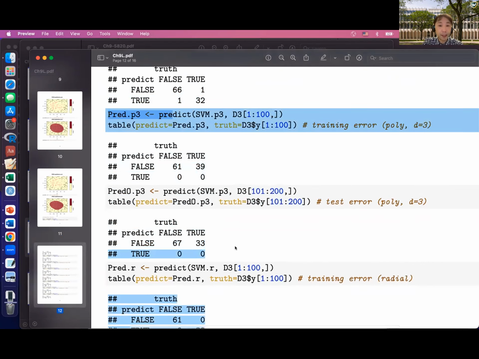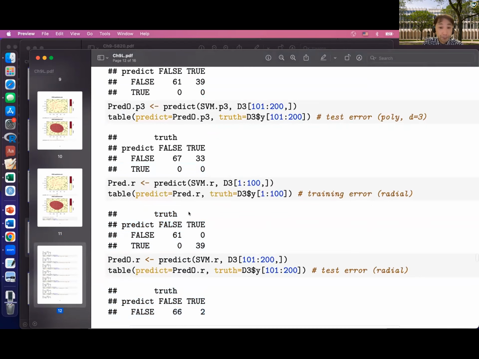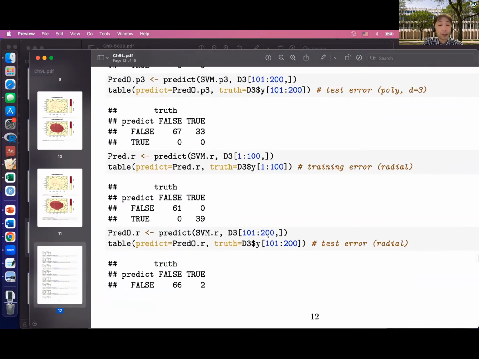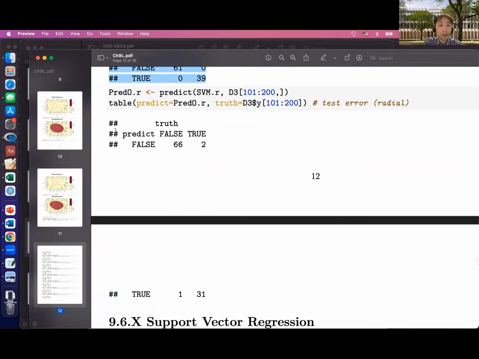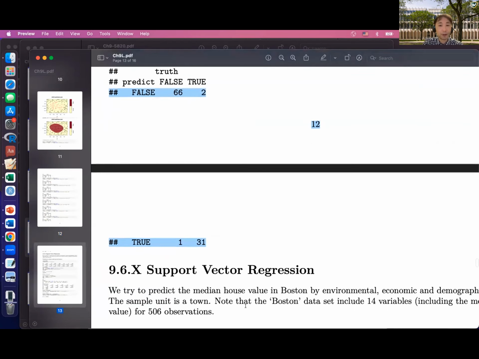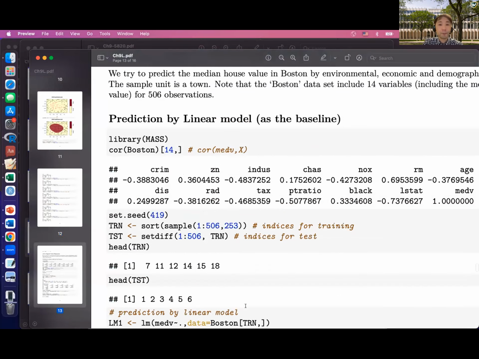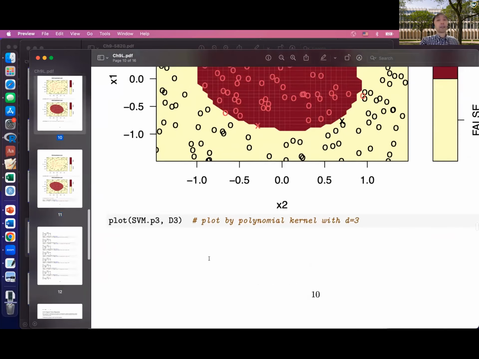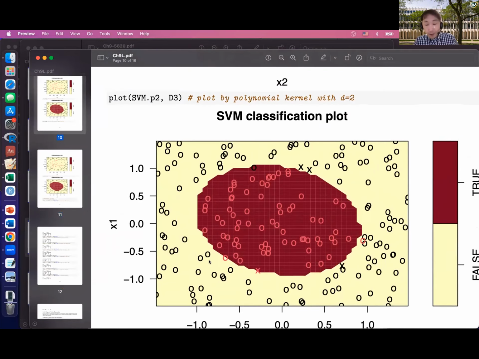And d equal to 3 actually performs poorly. And radial basis actually works well, but the out-of-sample performance is slightly worse than the polynomial with d equal to 2. Yeah, so that is the classification part of support vector machine.